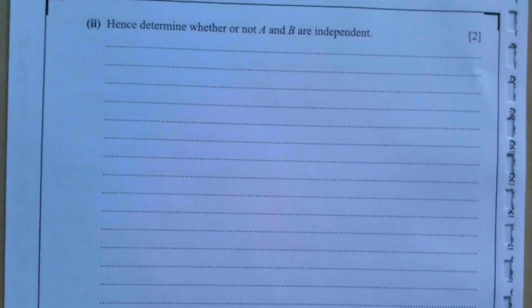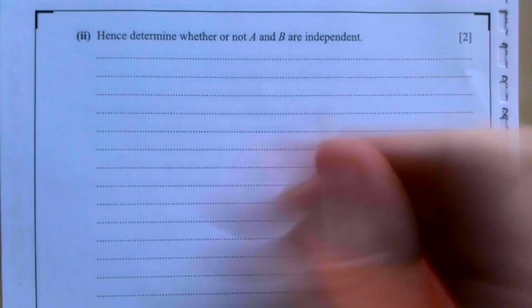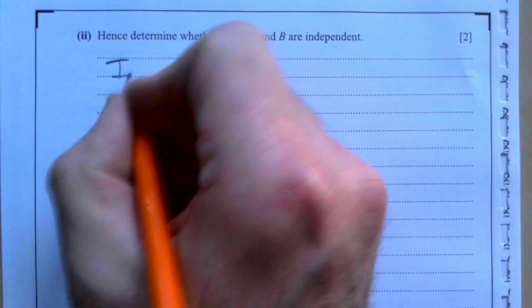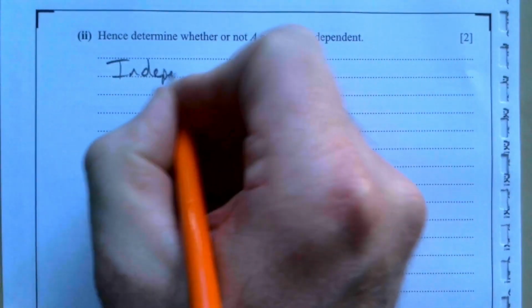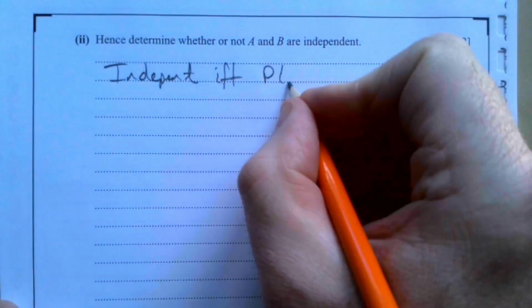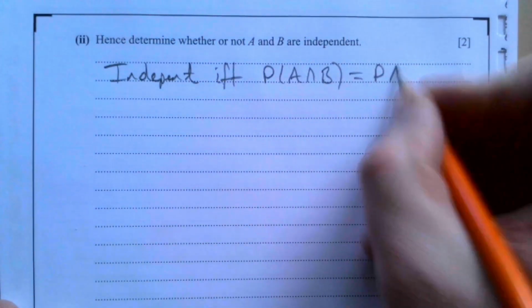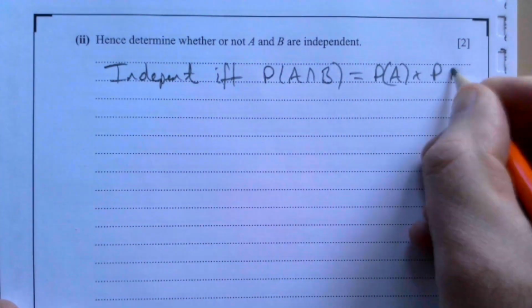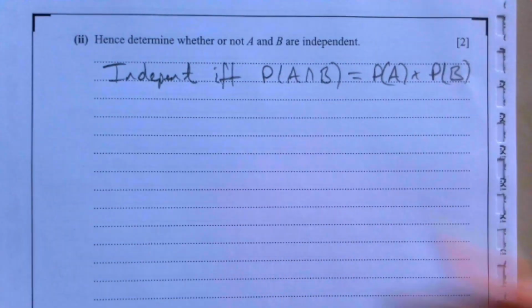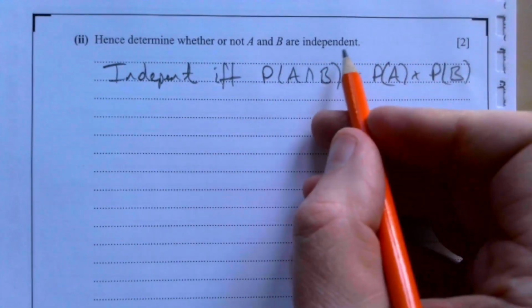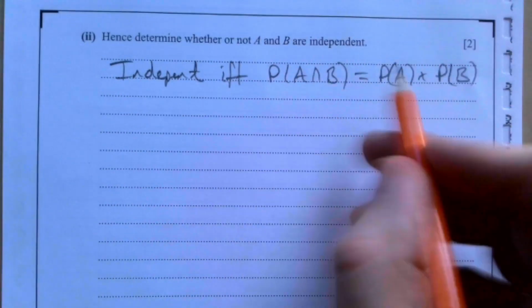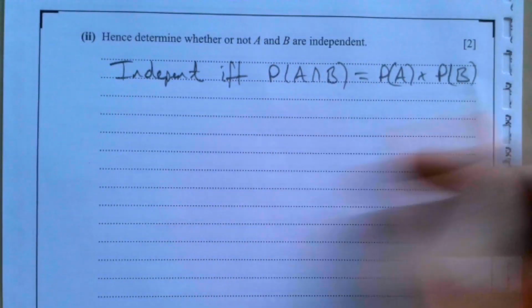Part 2, if I can find it. There we go. Hence determine whether or not A and B are independent. So A and B are independent if, and only if, the probability of A and B is equal to the probability of A multiplied by the probability of B. Back in sort of GCSE and Key Stage 3 level, you have a notion of what independent meant, and it's intuitive enough. But this here, just go with this formula every day and see where we are.